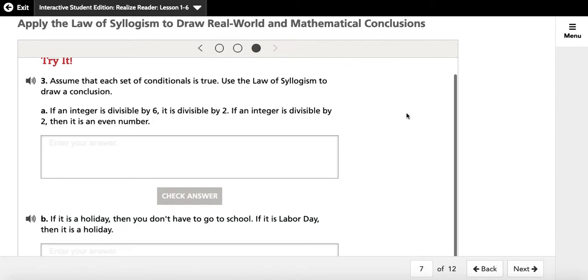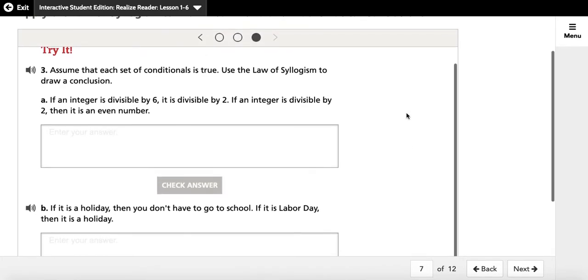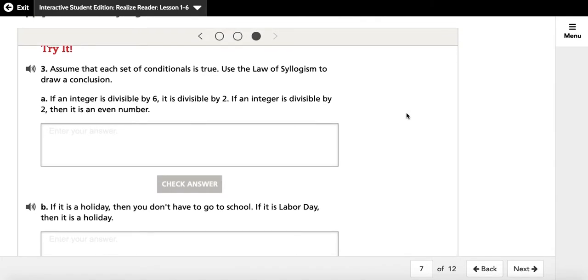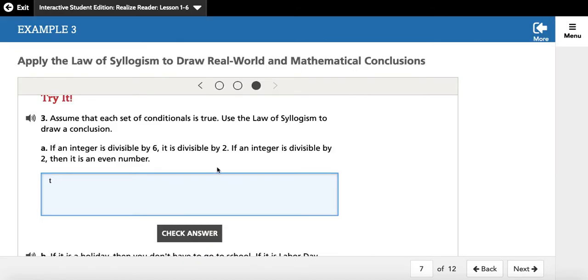Now you have two to try, so if you wish, please click pause and do it yourself and then come back. Let's see. If an integer is divisible by 6, it is divisible by 2. If an integer is divisible by 2, then it's an even number. So I'm going to say, if an integer is divisible by 6, then it's an even number. I'm not going to write that down, save you some time.